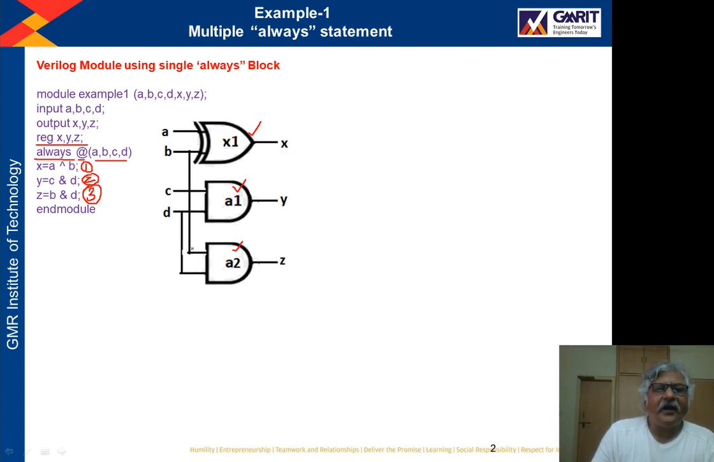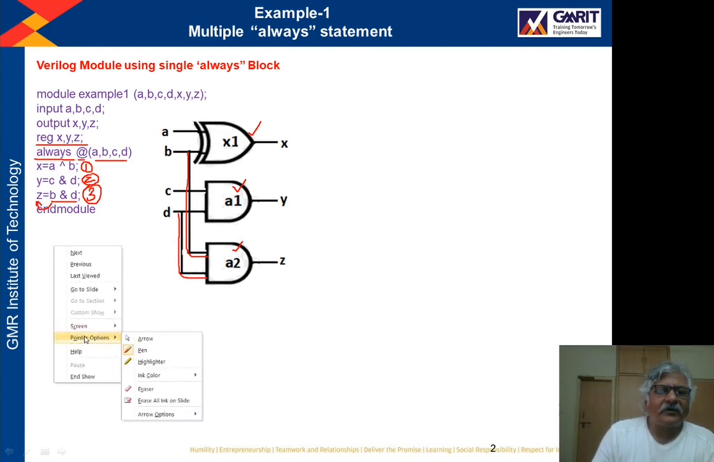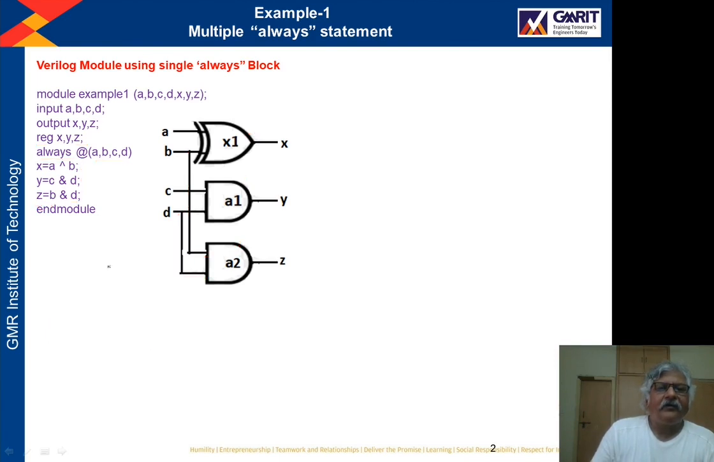So here B and D. See this input B, it is one of the inputs of this AND gate, and the second input is this D. So B and D will be evaluated in the third statement and the result will be assigned to Z. So in this way we can model this circuit.